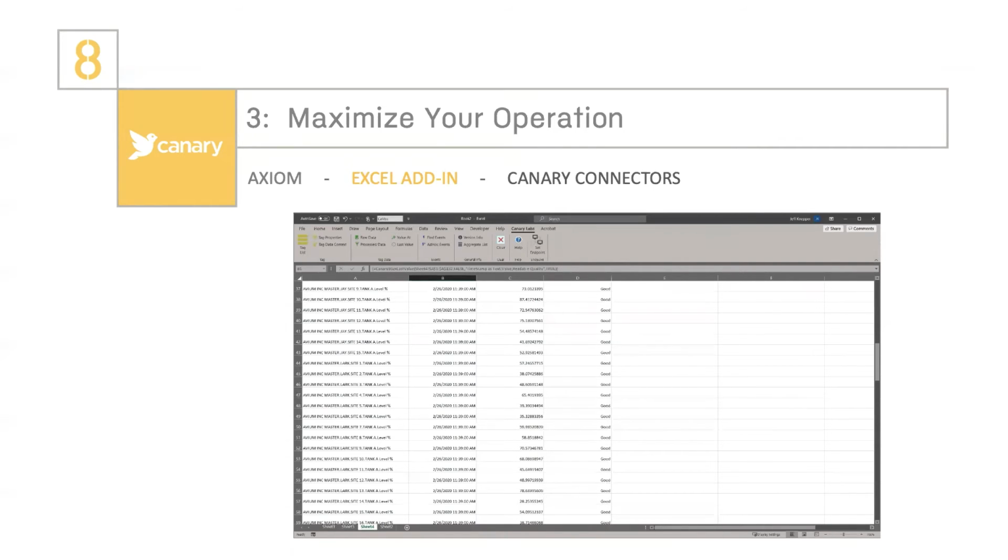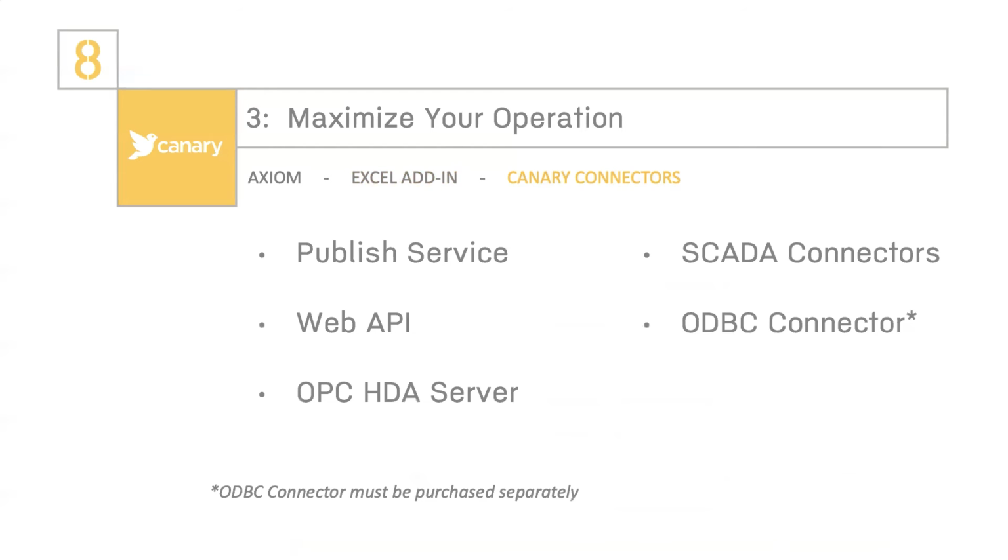And the last way that we can get data out is they've got a whole bunch of APIs. They also have a standard OPC HDA server that we can get data out of, utilizing the historical data access component of OPC. They also have an ODBC connector where you can actually write queries in SQL. So at no point is the Canary Historian closed for you to get data out of it.